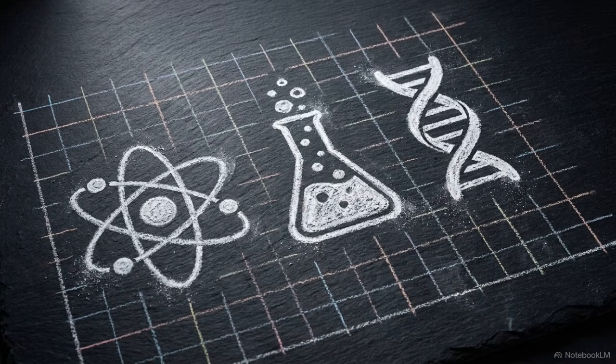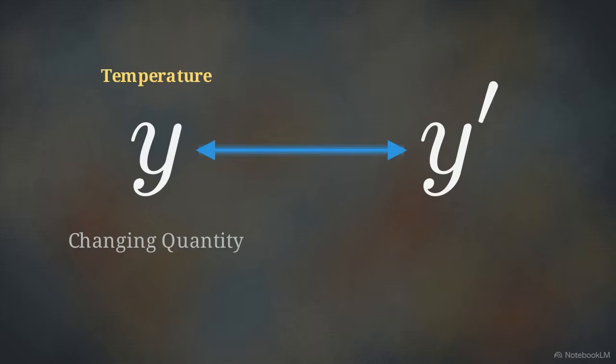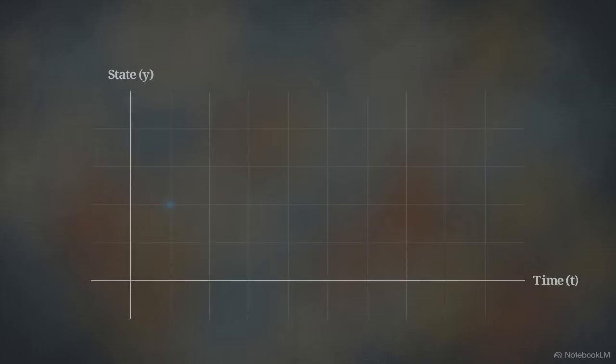This is the language scientists use to write the basic laws of physics, chemistry, and biology. At its core, a differential equation defines a strict relationship between a changing quantity, like temperature or position, and its derivative, or its rate of change. It's a rule. It looks at the state of a system right now and dictates exactly where it will be one microscopic instant into the future.